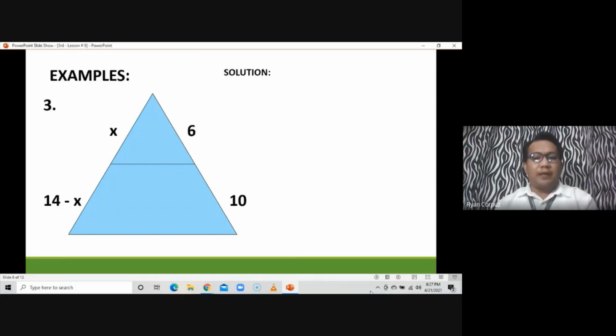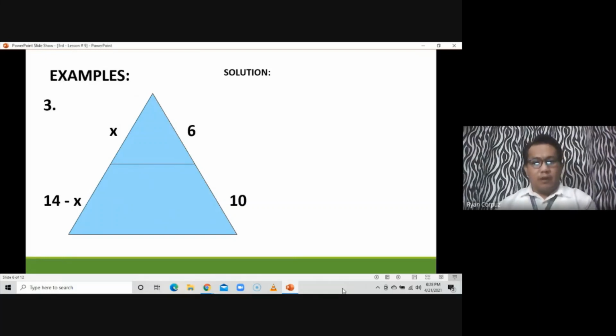So in the third example, another given triangle, and there is a segment there that intersects two sides of the triangle at distinct points, and that segment is parallel to the third side of the triangle. So this segment measures x, this segment is 6, this segment is 10, while this segment is 14 minus x. What we are going to do is to solve for the value of the variable that will satisfy the given proportion that we are going to form.